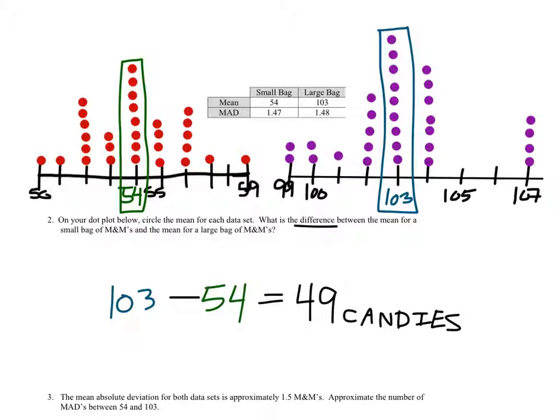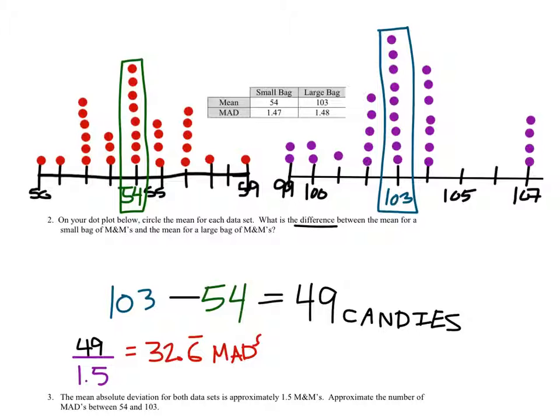Number 3, the mean absolute deviation for both sets of data is about 1.5, which we had done already. Approximate the number of MADs between 54 and 103. Between 54 and 103, we know there's 49 candies. So how many MADs does that represent? We'll just divide this by 1.5. And that will tell us how many MADs separate the two means.